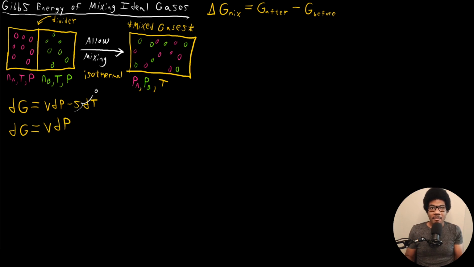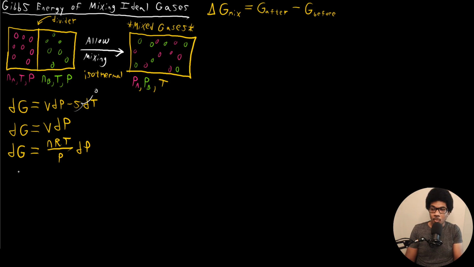And since we have an ideal gas, we know what the expression for this volume is going to be. It's the volume for an ideal gas, given our state function. So we have nRT over P dP. That gives us our change in Gibbs energy. We know what the state function is, so we know how the volume changes with respect to pressure, and we're just plugging that in.